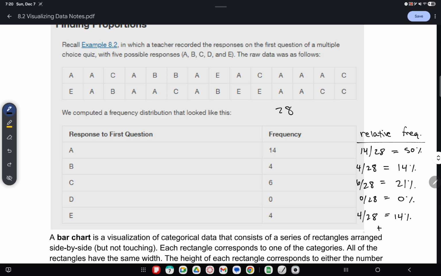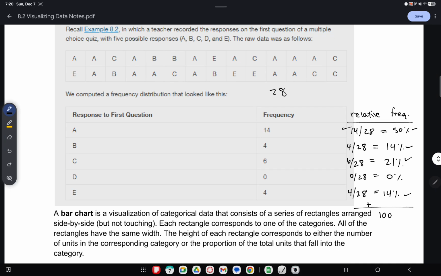Now really, all of these percentages should add to 100. So, let's double check. 50, 60, 71, 85, and then those are going to be 99. So it's close enough to 100 that it is good enough, because not all of these are exact. The 50% is exact. All these others are rounded. Okay?